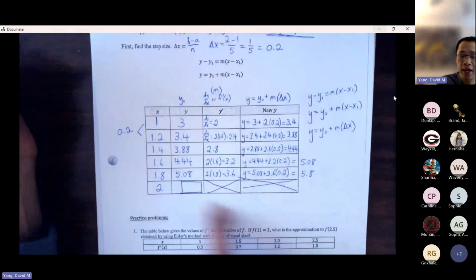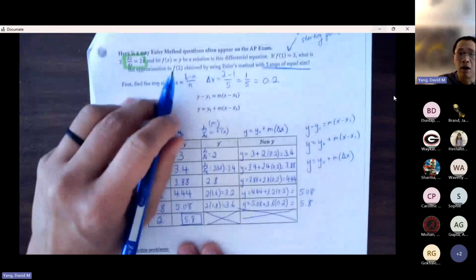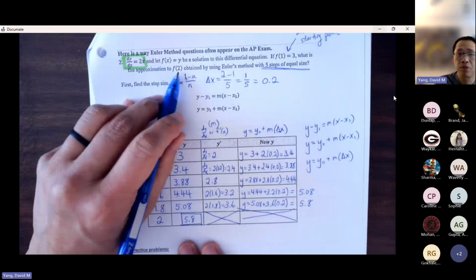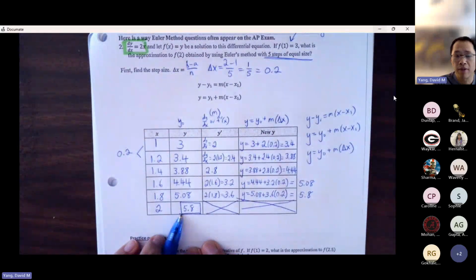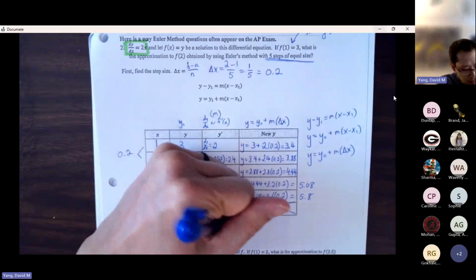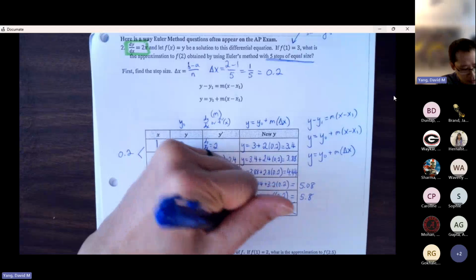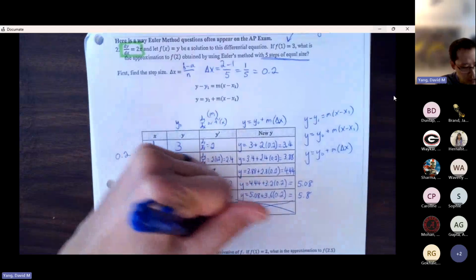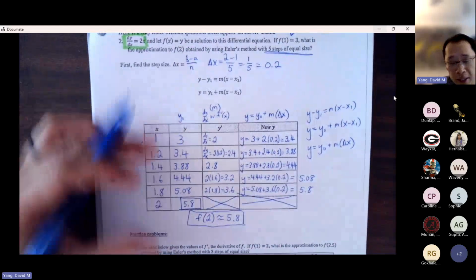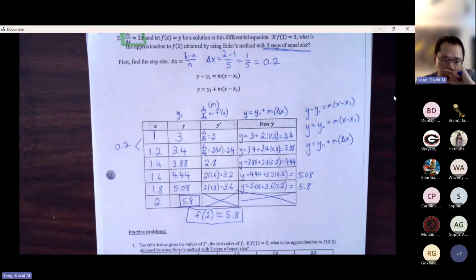Now, once we have 5.8, we can stop because that's our goal, right? We're trying to find our approximated value at f of 2. When x equals 2, our y value is 5.8. And this is still just an approximation. It's not the exact value. We don't have the equation to plug in. So this is our approximation using 5 steps. And obviously, if we could do 10 steps, then the approximation will be even better because we're able to update our information with a derivative more often.